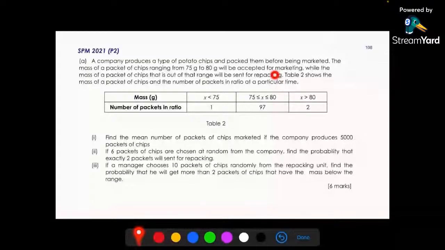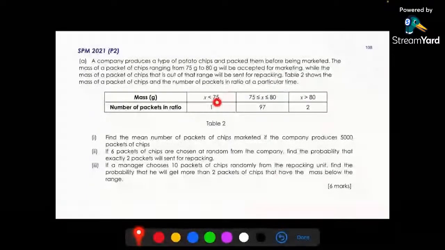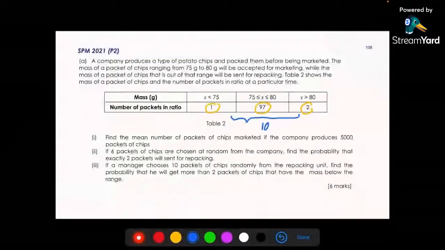So yang ini adalah ratio only. Ratio ni kalau kita nampak, when you add them together here, it will be 100. This one tambah dengan 97 tambah dengan 2, yang ni adalah it will be 100. So ni total up ni akan jadi 100. And it represents the probability actually.